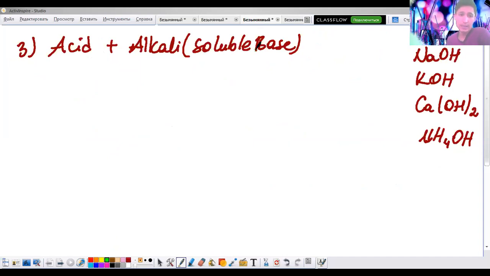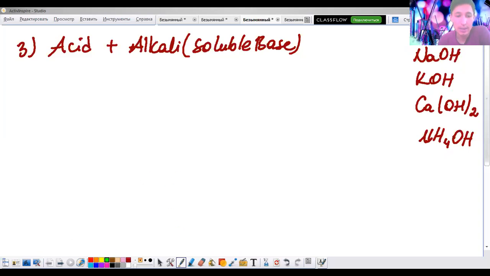And the third way is acid plus alkali. There are alkalis and bases. A soluble alkali is a base, and an insoluble alkali is not a base. So these ones here are bases. I wrote for you some examples of bases.